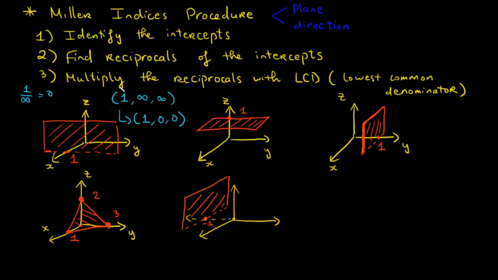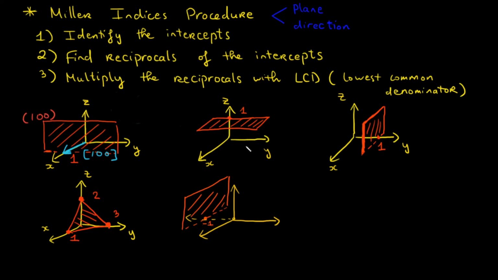And lastly, multiply your reciprocals with the LCD. For this case, there's no LCD, so this is going to be your answer. From this, you can say that the directional vector is going to be 1, 0, 0. And this plane right here is going to be called the 1, 0, 0 plane.